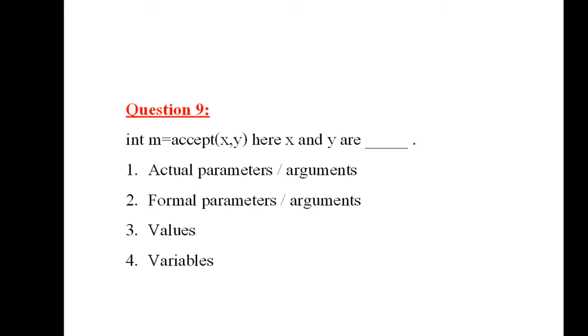Question number 9 is, int m is equal to accept, and in parenthesis you have x comma y. Here x and y are what? Number 1, actual parameters or arguments. Number 2, formal parameters or arguments. Number 3, values. And number 4, variables. The correct answer is they are actual parameters.